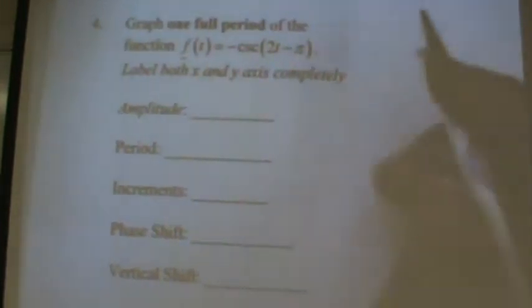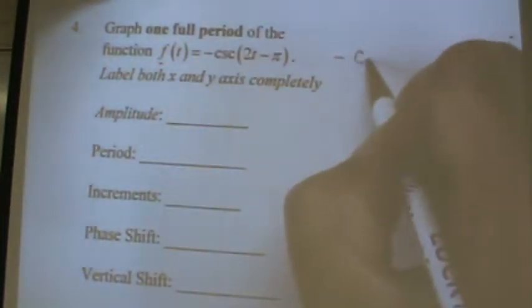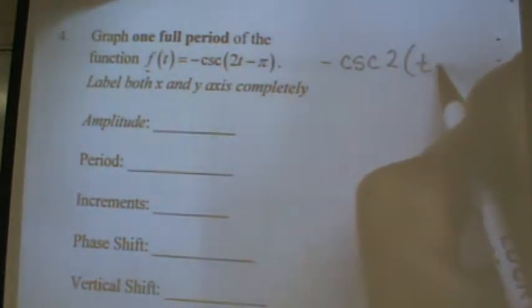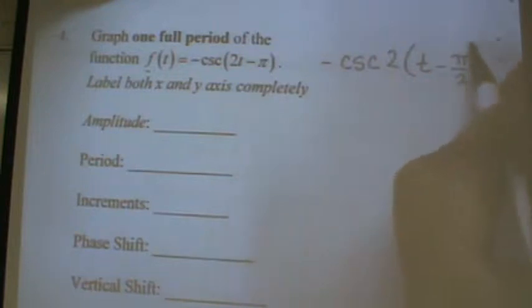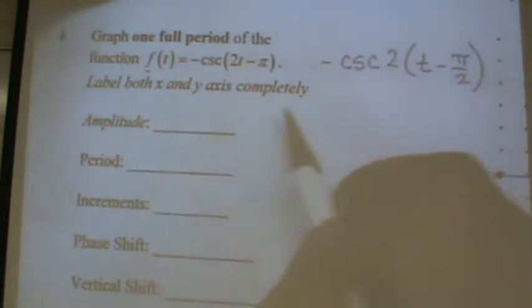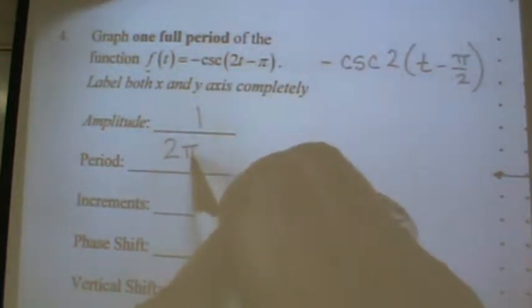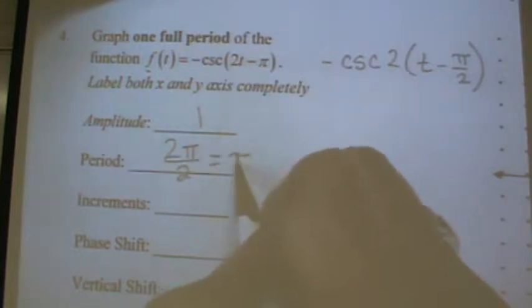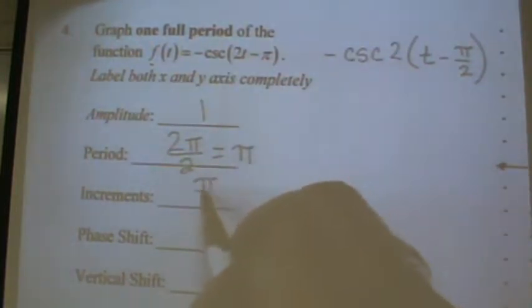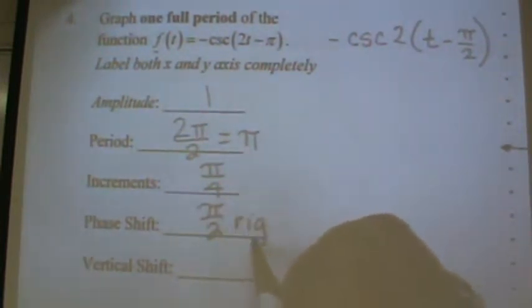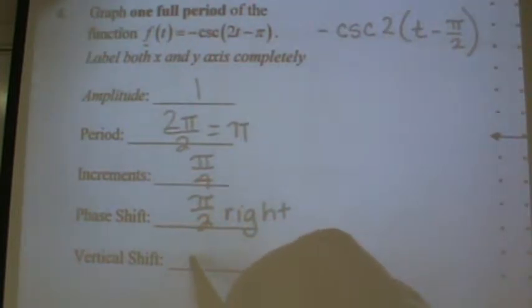Next one. We're going to graph just 1 full period of the cosecant graph. So what do you first need to do? You need to pull the 2 out. So you get t minus pi over 2. So this is an amplitude of 1, not negative 1, 1. The period is going to be 2 pi over b, b is 2, which is pi. The increments, cut this into 4 parts. Phase shift is pi over 2 to the right. And your vertical shift, there is none.